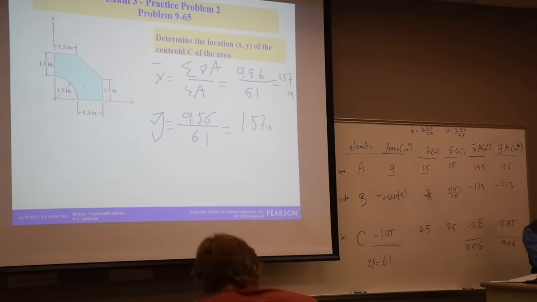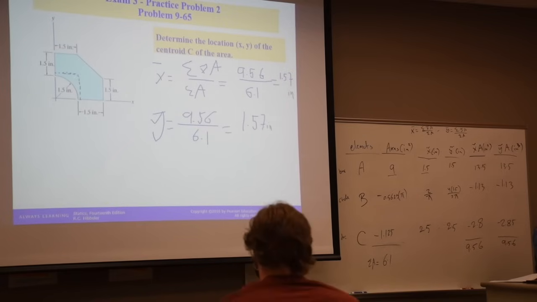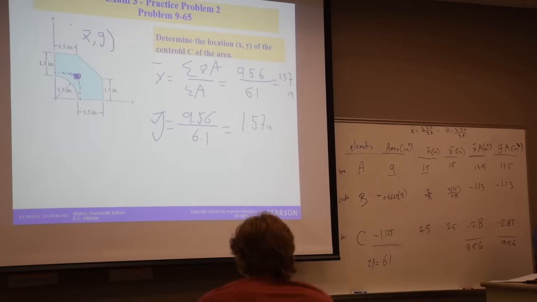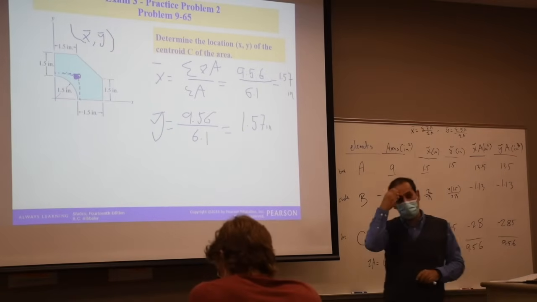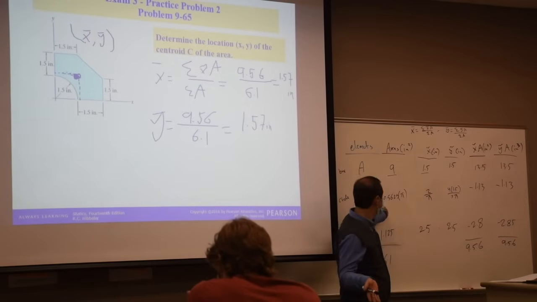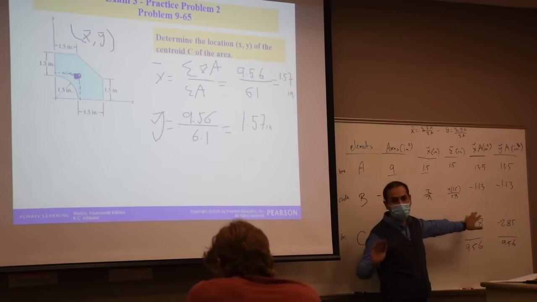Now, in the exam, I will ask you to place that point on the graph. So this is 1.5. You need to go 1.57 this way and 1.57 this way, and we can assume that this is where my centroid is. That's x bar, y bar for the area. Be careful with the negative signs. Also for the x tilde and y tilde, put them in positive or negative depending on where they are.